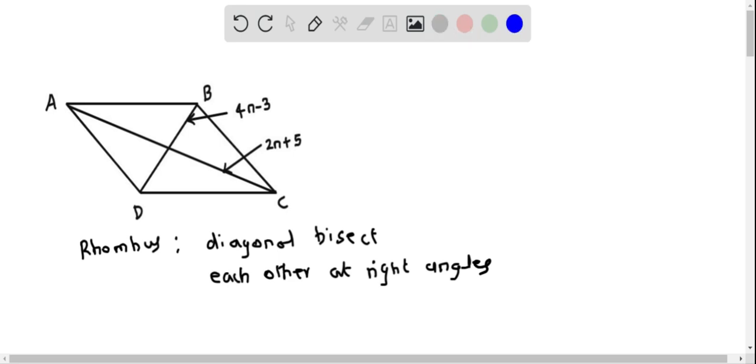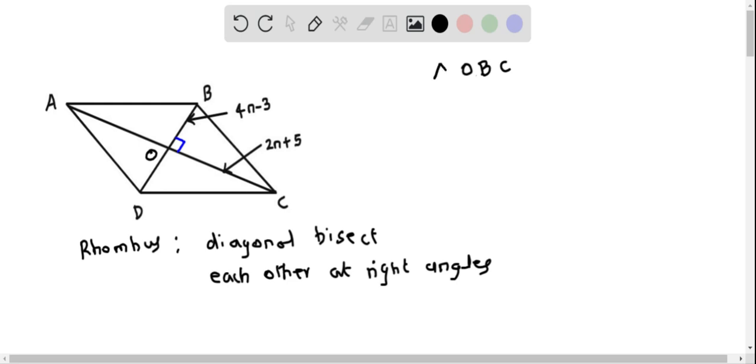So I'm going to put this little square symbol to indicate that the angle between the diagonals BD and AC is equal to 90 degrees. So this is one of the properties we utilize, and this means now if we mark the point where the diagonals meet as O, we consider the triangle OBC, which in fact is a right triangle.